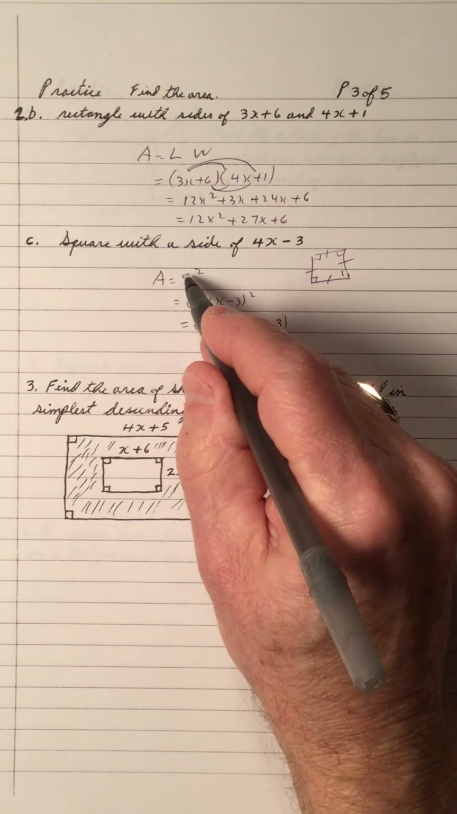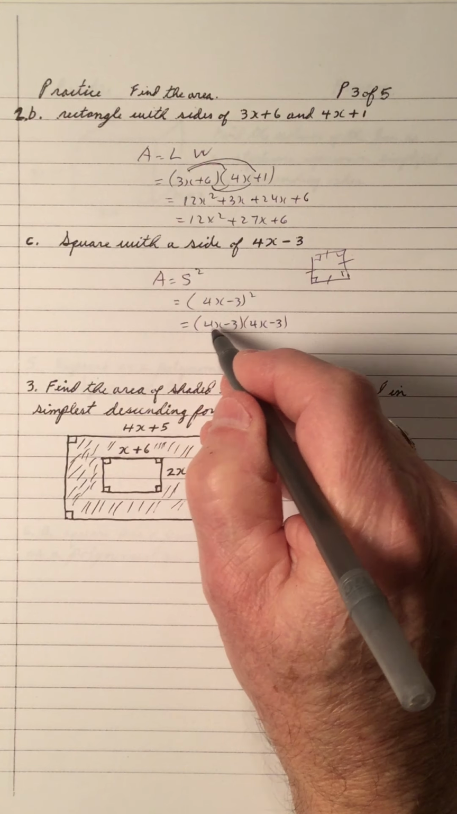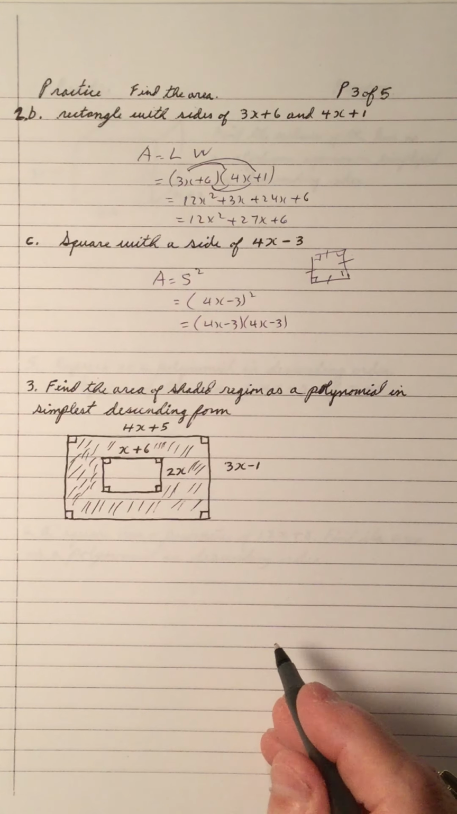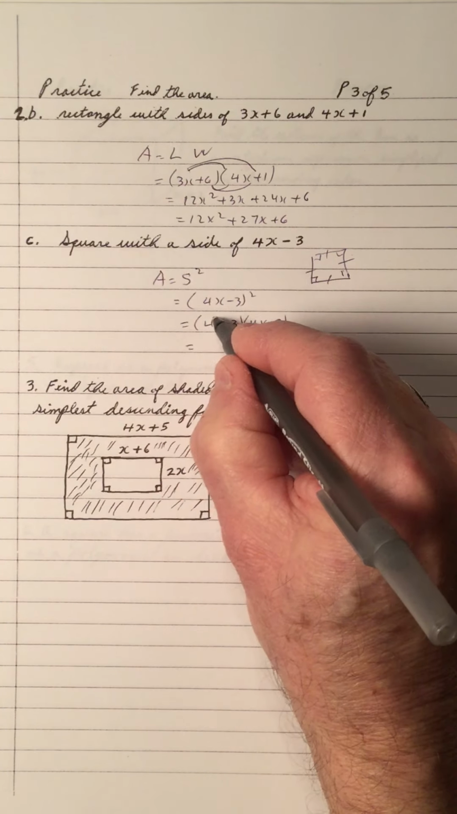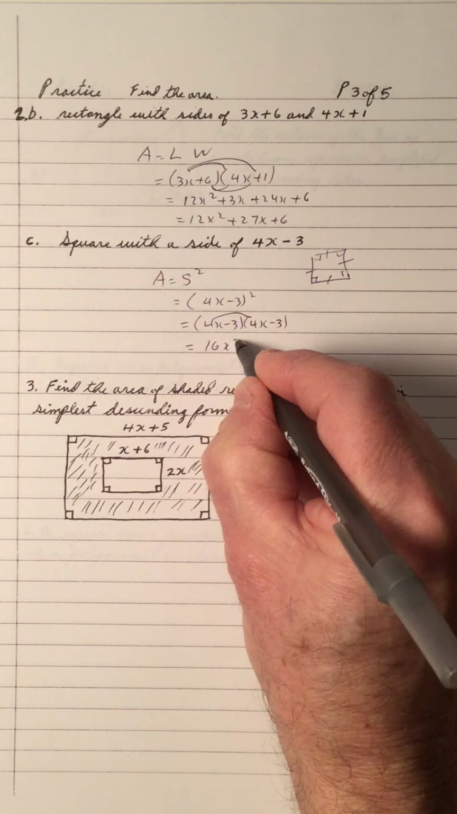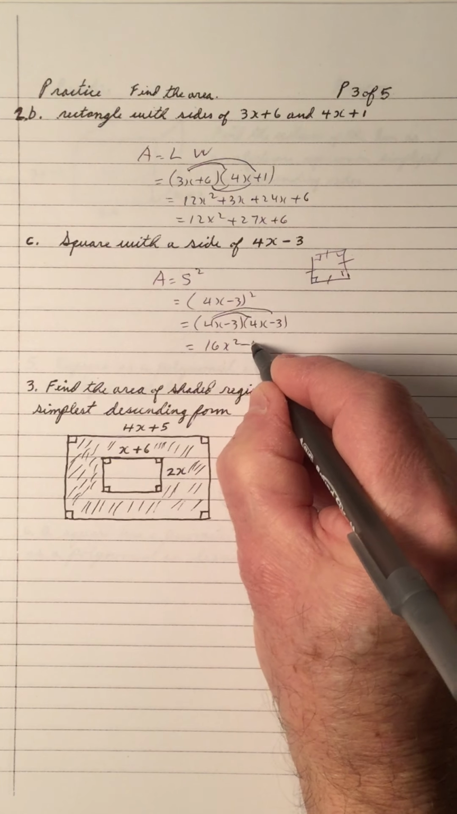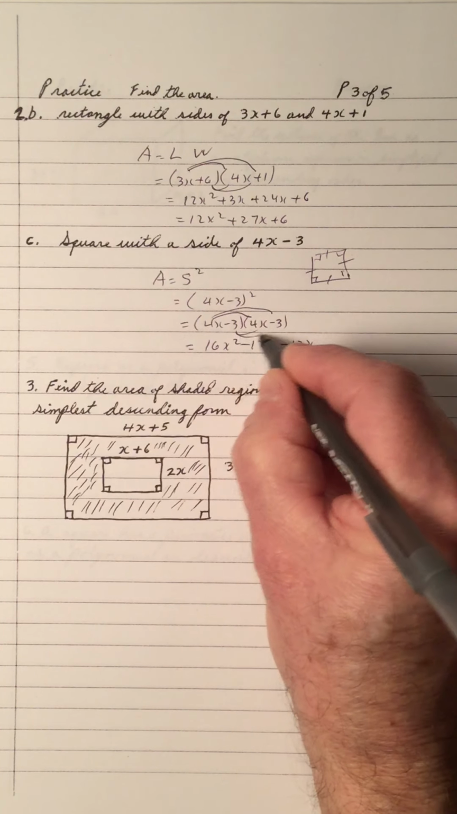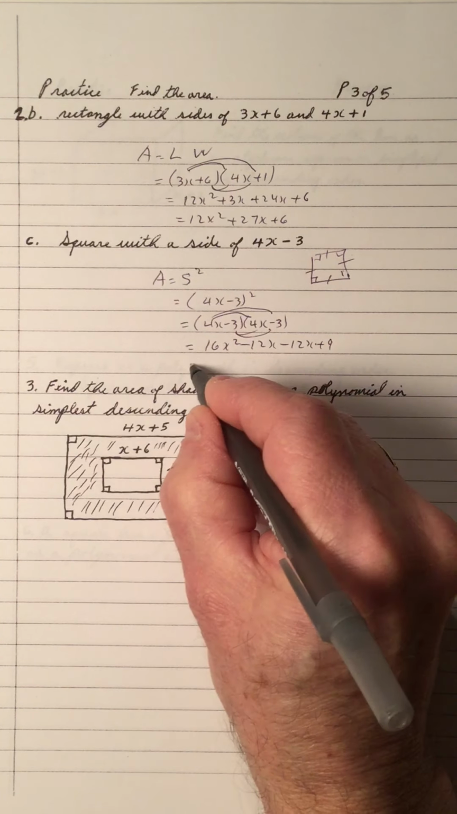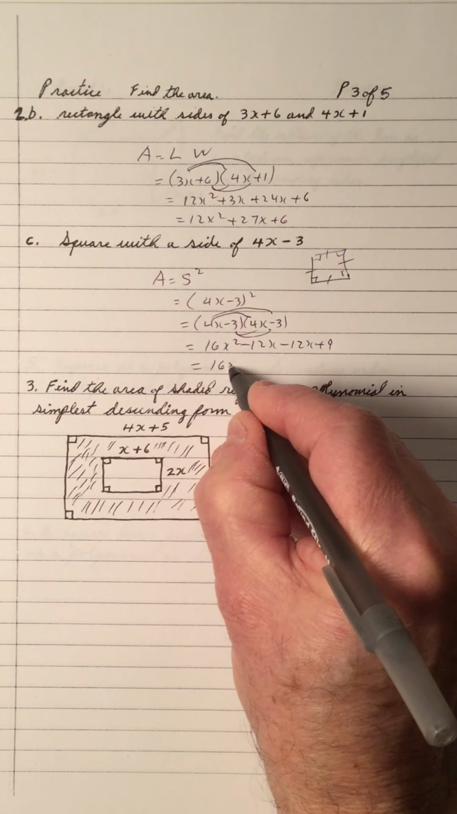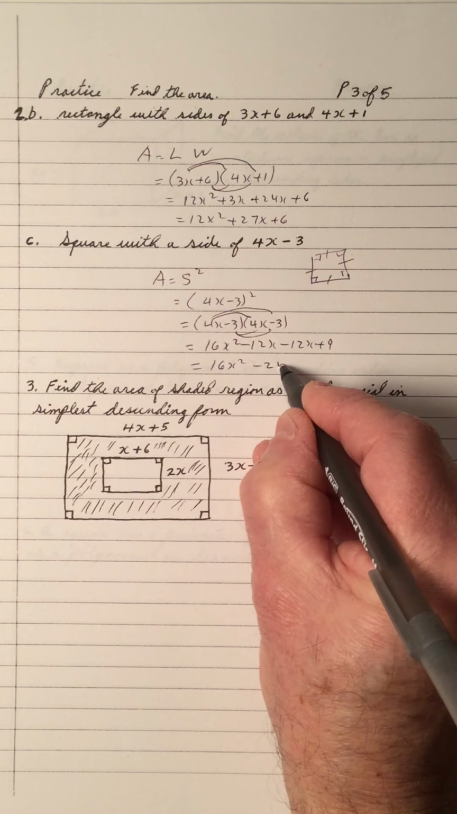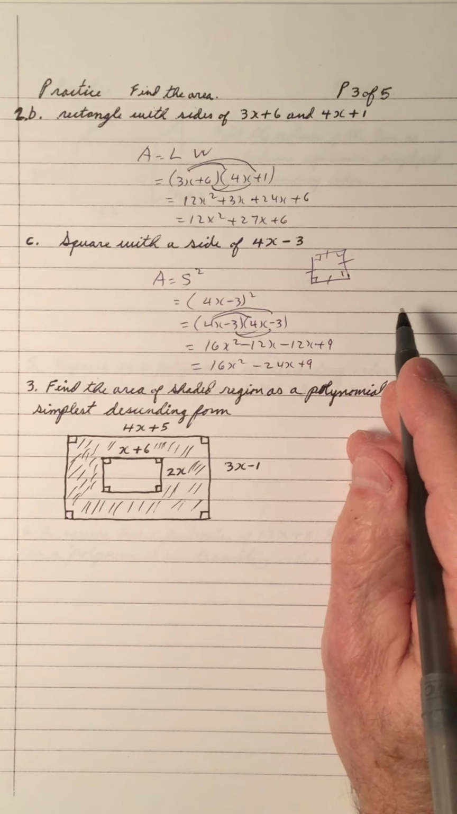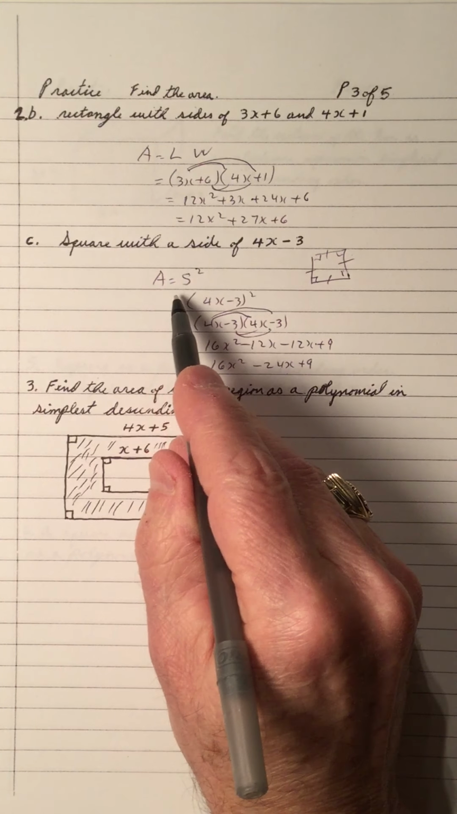So if you put down this formula and square it out, that's the same as doing length times width. Multiply by FOIL. First, 16x squared. Outside, negative 12x. Inside, negative 12x. Last, plus 9. Add up the like terms, and it's 16x squared minus 24x plus 9. Done.